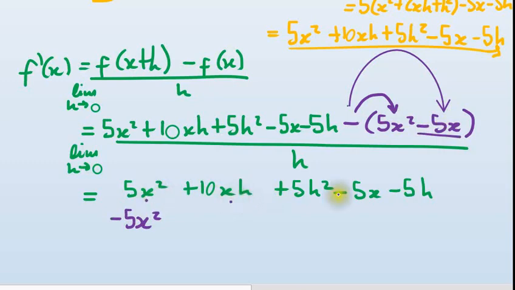This is x plus h. This is h squared. This is x. So I'm going to put under him a positive 5x. Like terms play together, and it's very simple to put them here nicely.